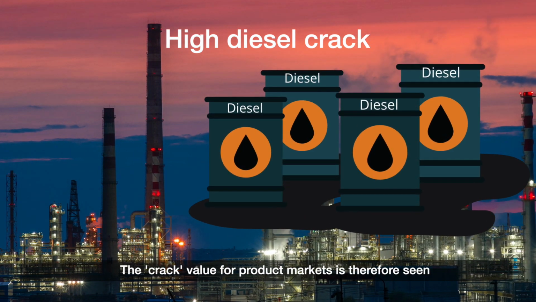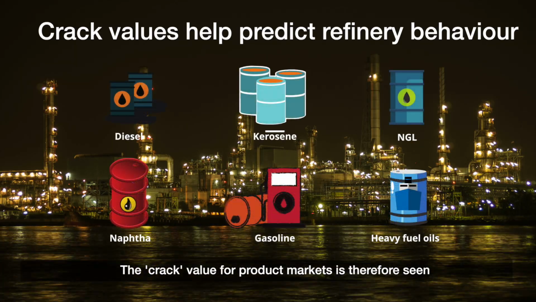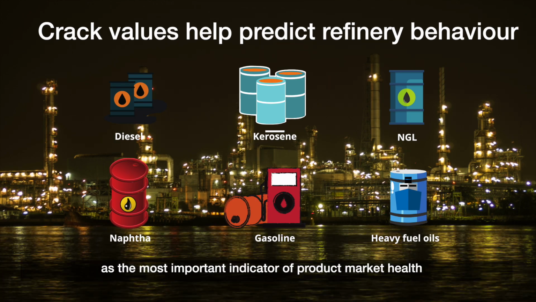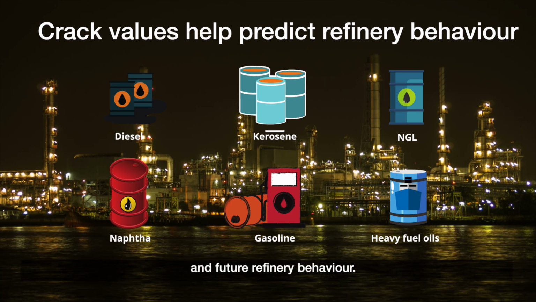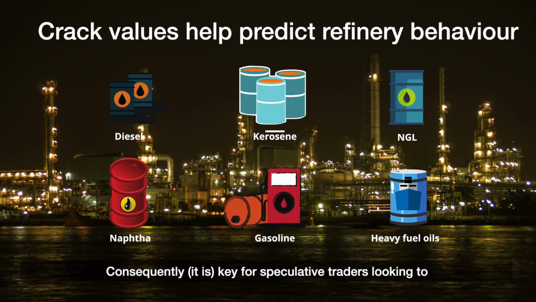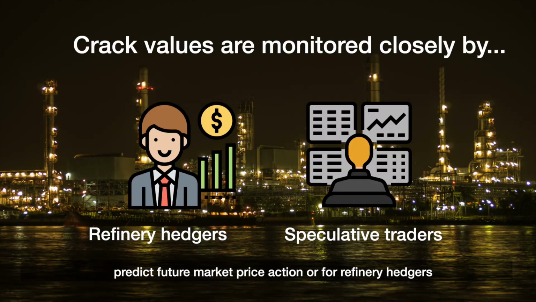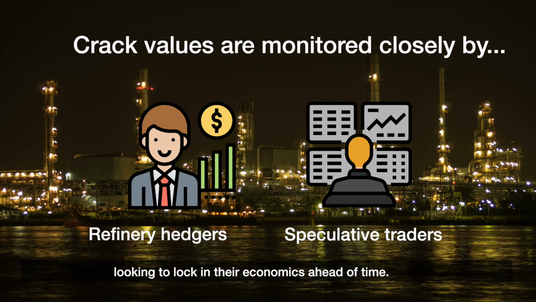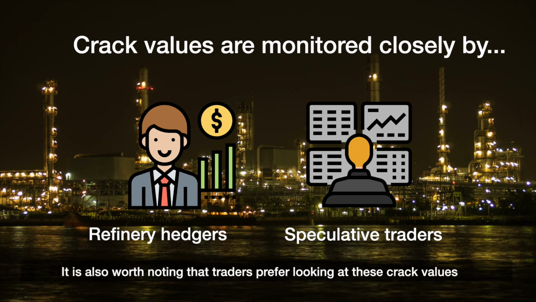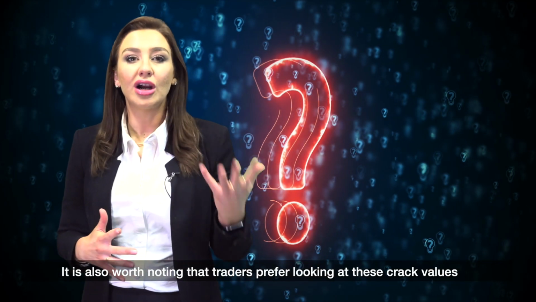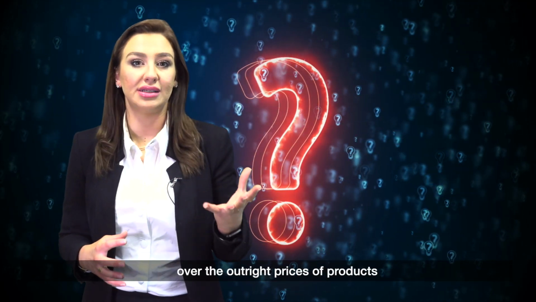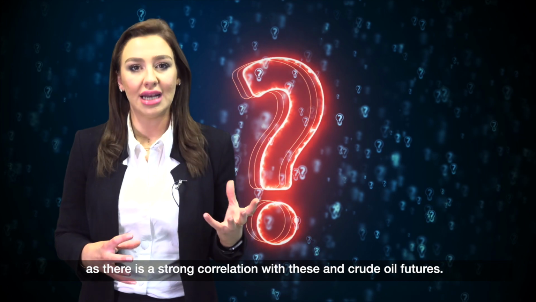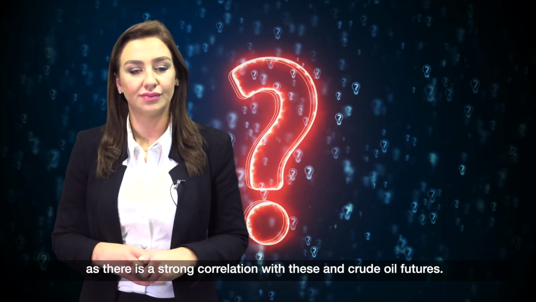The crack value for product markets is therefore seen as the most important indicator of product market health and future refinery behaviour, and consequently key for speculative traders looking to predict future market price action or for refinery hedgers looking to lock in their economics ahead of time. It is also worth noting that traders prefer looking at these crack values over the outright prices of products, as there is a strong correlation with these and crude oil futures.